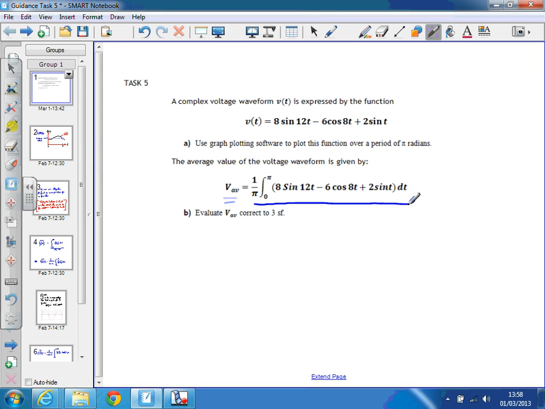Before we do this, though, I want to just show how the process is arrived at. Why is the average value given by this function? And then you can go ahead and carry out the task.